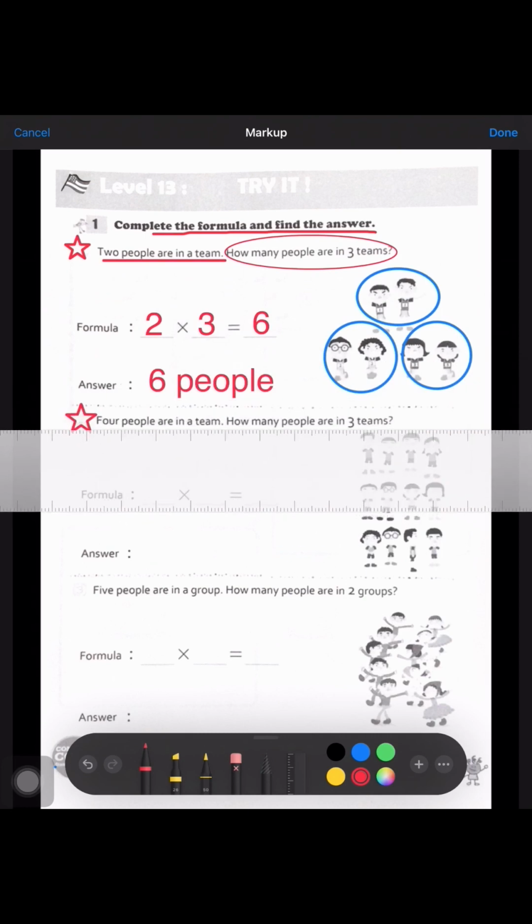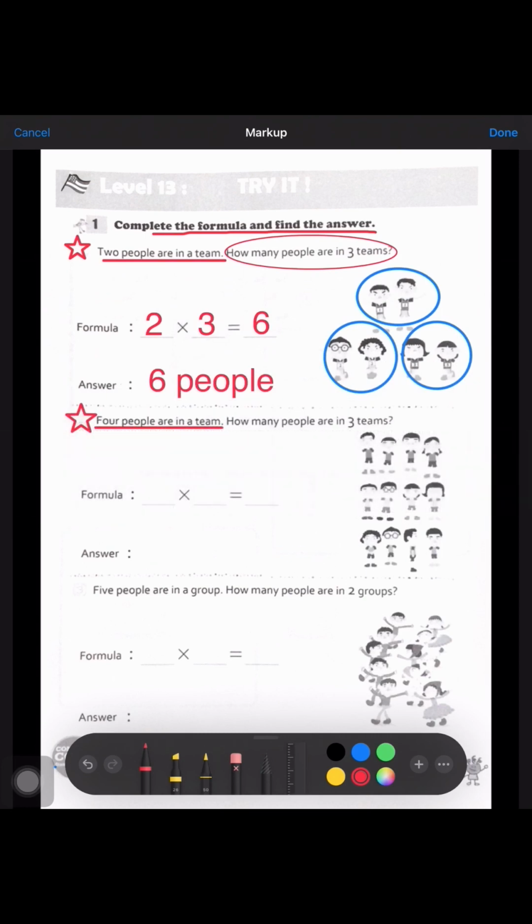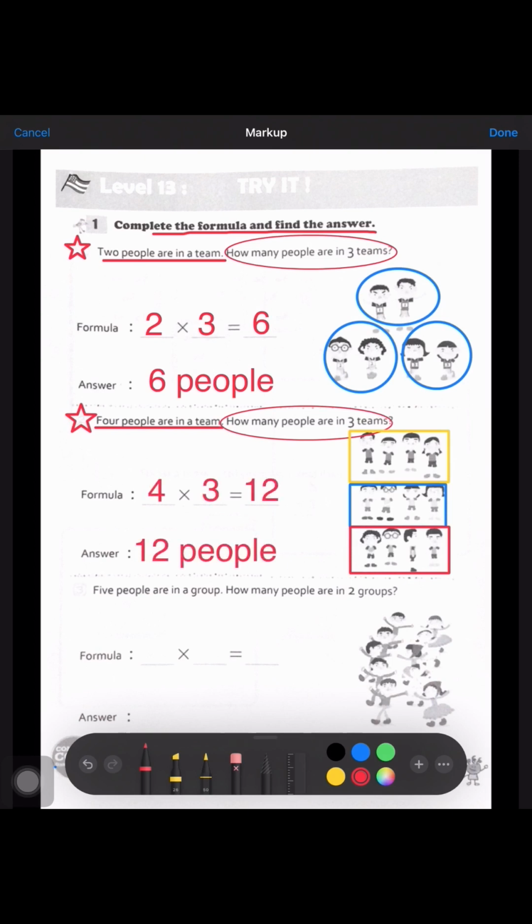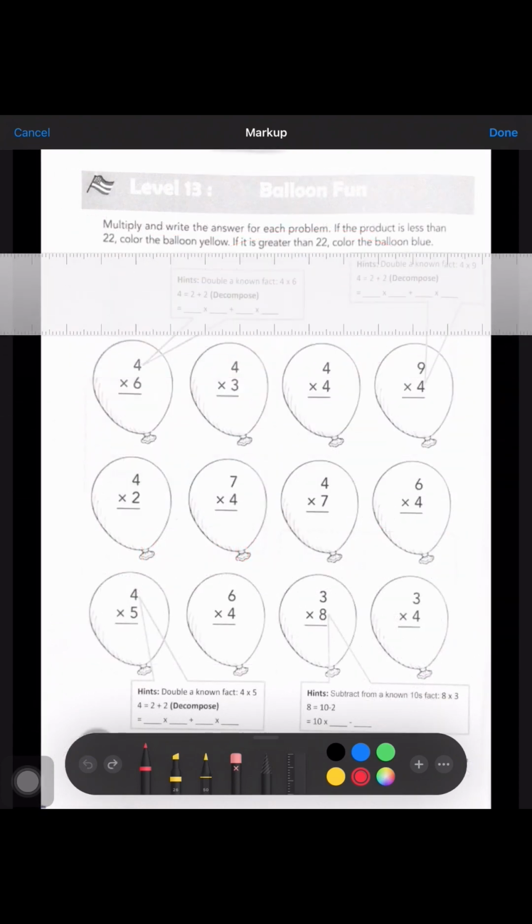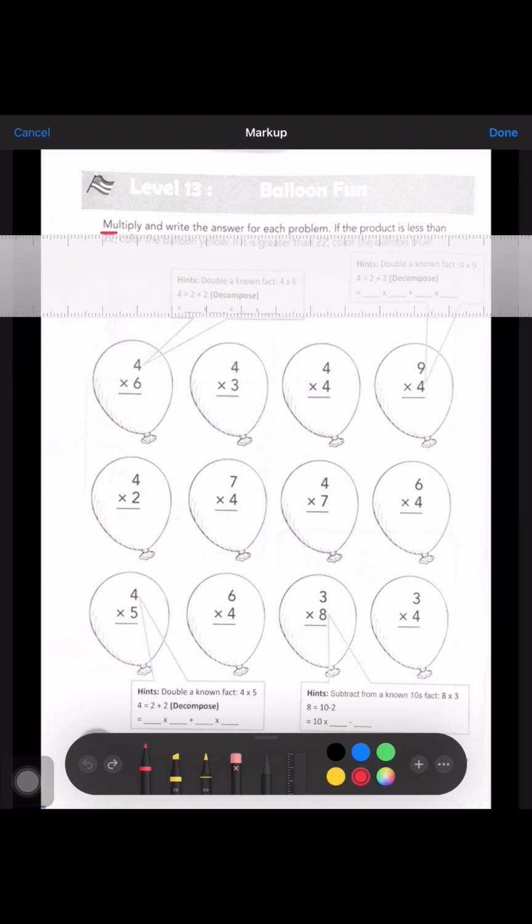4 people are in a team. So how many people are in 3 teams? Take a look at the pictures on the right hand side. There are 4 people in 1 team. So this is the first team, the second team, and the third team. So the total number of people will be 4 times 3, and you can see that there are 12 people in all. So 4 times 3 equals 12. For the last question, please try to finish by yourself at home. And then we take a look at the next page.